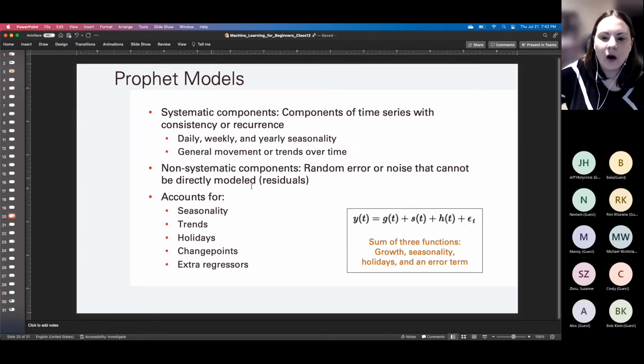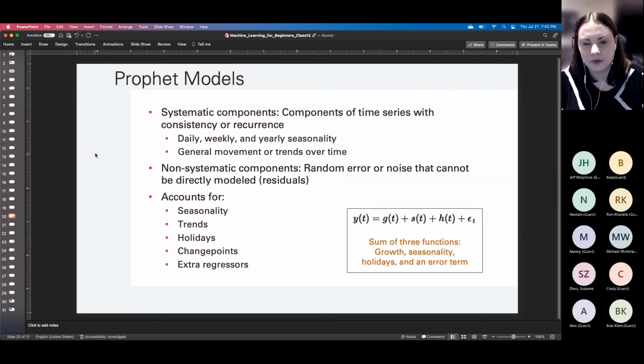So it also looks at random error or noise that cannot be directly modeled. This is very important. I'm going to come back to this. Your error tells you a lot about how well your time series is working. So we'll come back to that. It also allows you to put extra regressors in there.